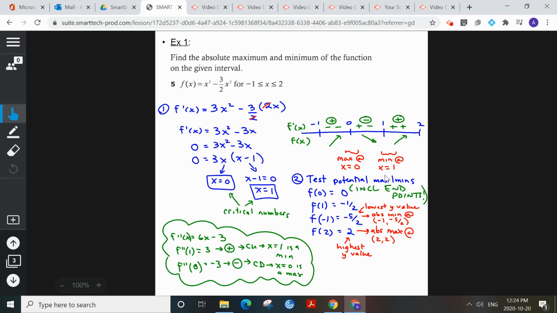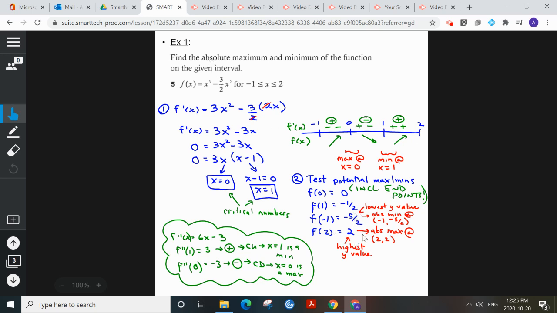Now I need to test the potential maxes and mins. This is where horizontally I have a max or min, but the actual max or min value is determined by plugging it back into my original function. So if I plug in when x equals 0, I'm going to get 0. When x equals 1, I plug it into this function, I get -1/2. I'm also going to test my endpoints, so I'm going to plug in -1 into my function, get -5/2, and I'm going to plug in 2 into my function, and I'm going to get 2.